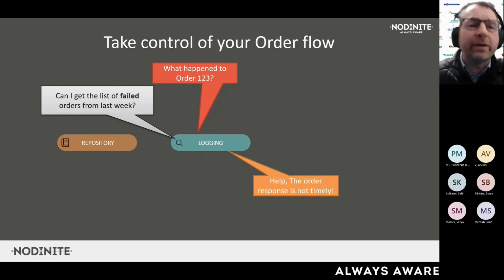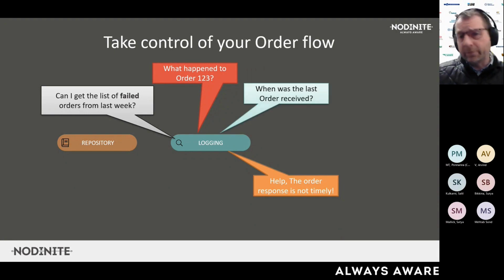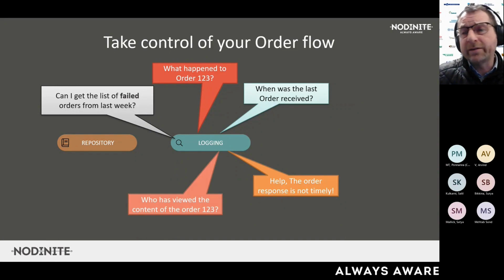So maybe I want to have a list of all the orders that failed last week, or I need to review all the transport bookings we did for some partners last week. Obviously, you can do that with Nodinite, and I will show you shortly. So you might have other questions. When did we last receive an order? And this is for compliance purposes. You were talking about maybe doing something on your own.